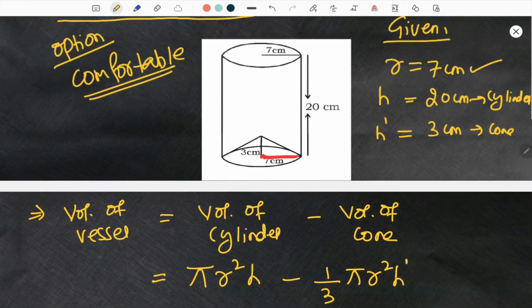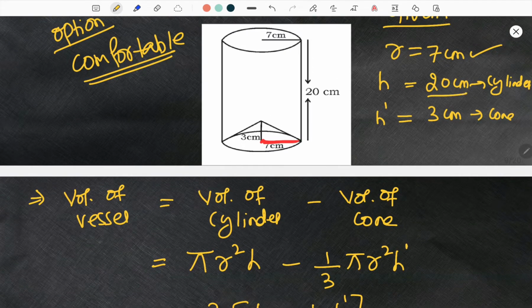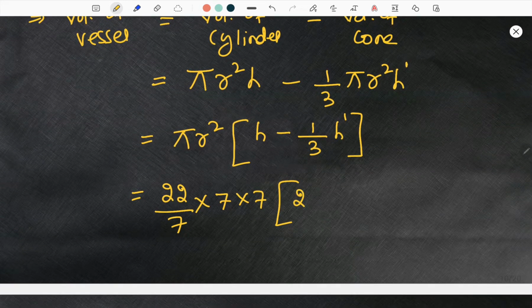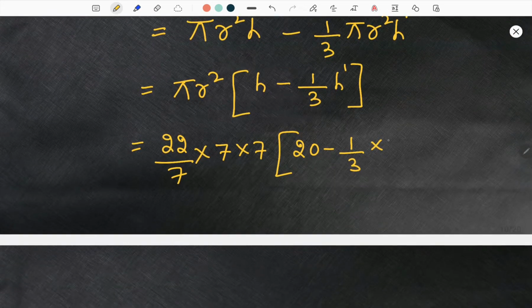R is 7, right? Radius is 7 centimeter, it becomes 7 into 7 bracket h. H means it is 20 centimeter. Alright, 20 minus 1 by 3 into h dash means it is 3 centimeter. Look here, h dash is 3 centimeter. Substitute that. That's it. 3 and 3 get cancelled, and here 7 and 7 get cancelled.